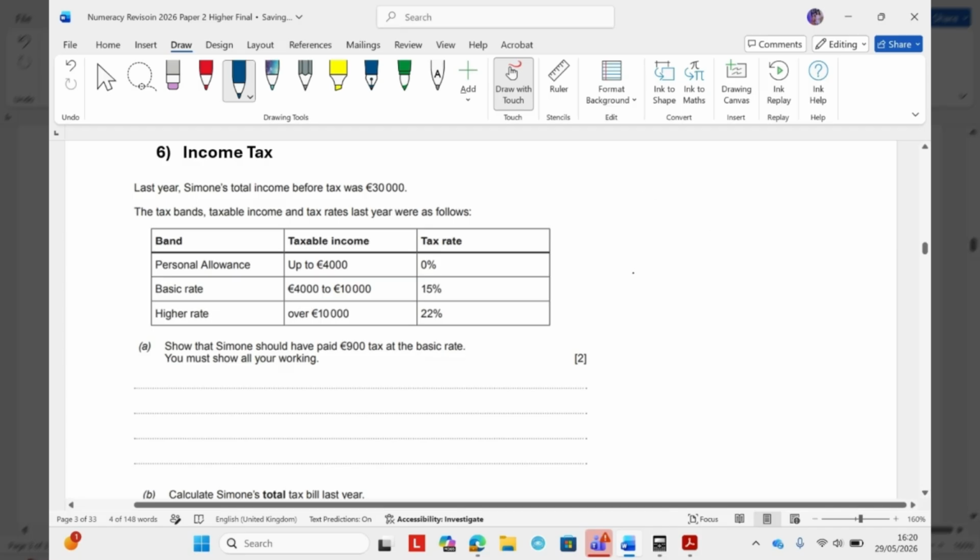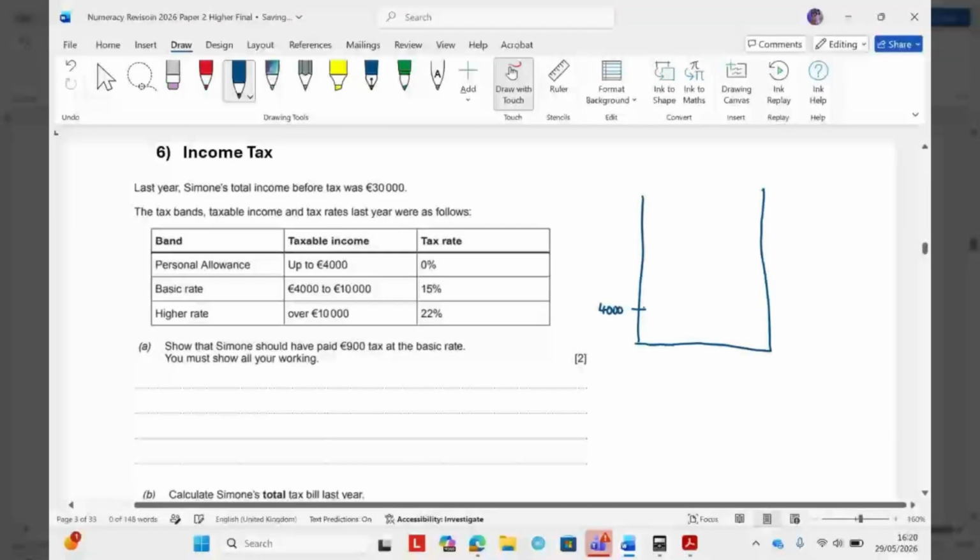But here's the idea, right? Look at your tax rates. Up to 4,000 is free, okay? 4,000 up to 10,000 is taxed at 15%, and anything above 10,000 is taxed at 22%. However, look at that, okay?